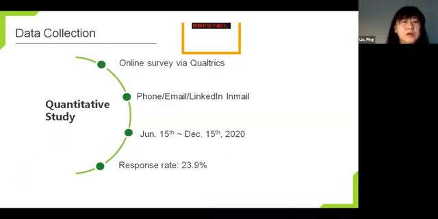This is a quantitative study. We sent out the online survey via Qualtrics. Due to the fact that we don't have a database for these suppliers, we used all the possible methods to contact them: phone, email, and LinkedIn email. The data collection period is from June 15th to December 15th in 2020.